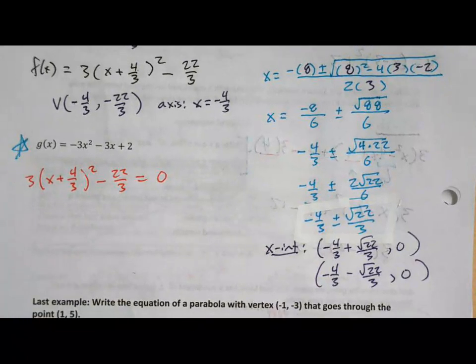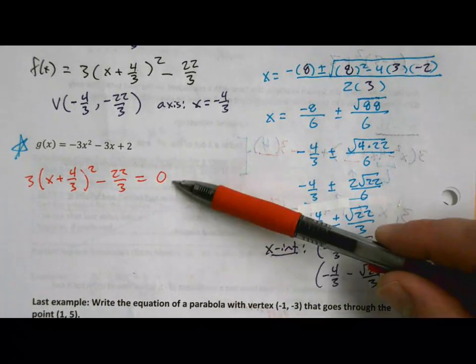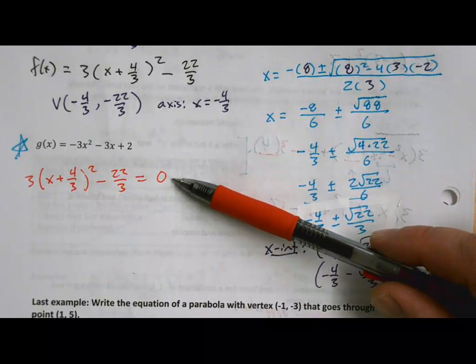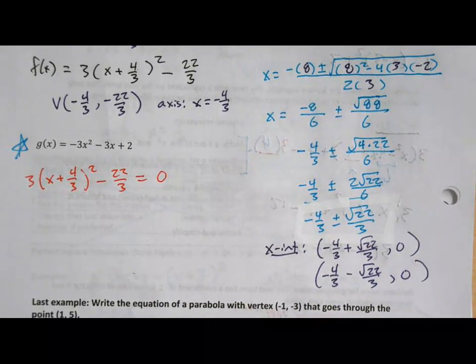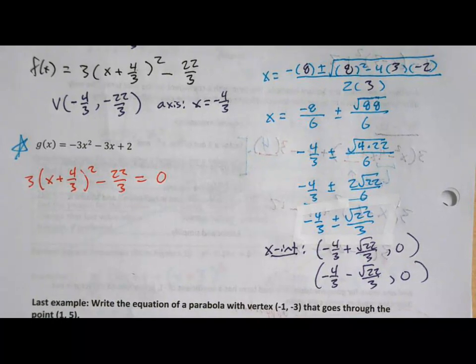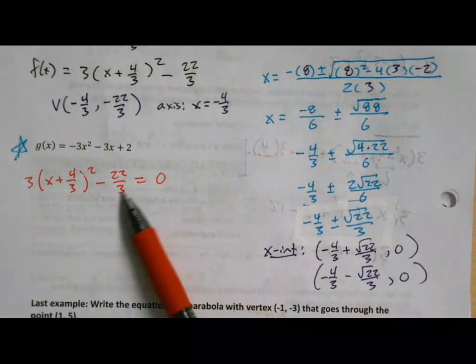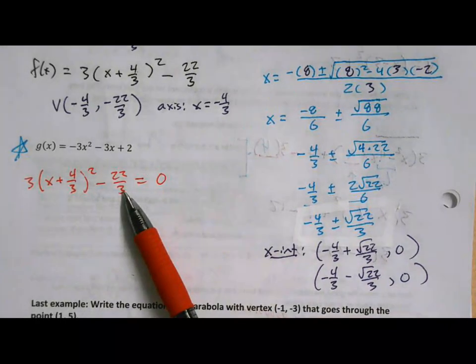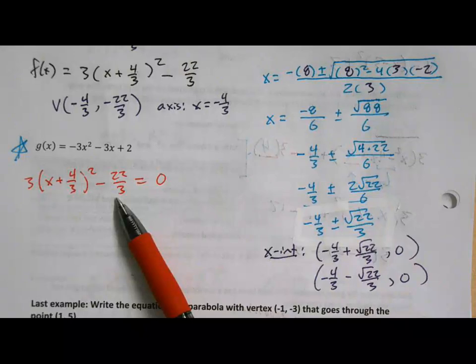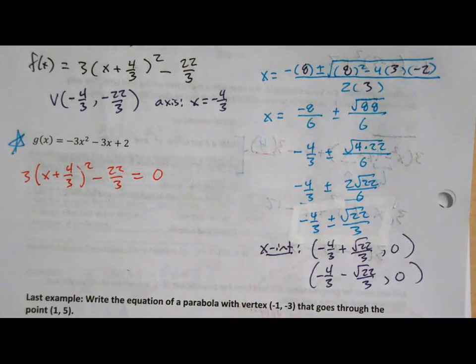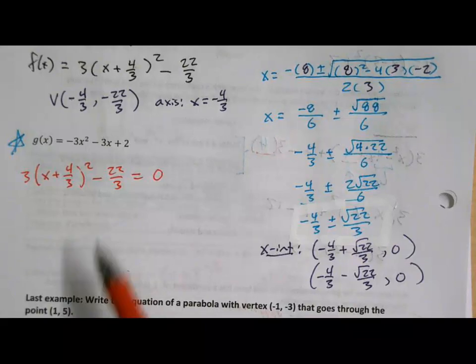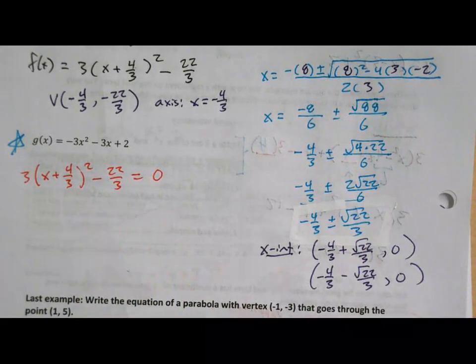Now I want you to predict, if I were to go through the steps to solve this, is that going to be more or less complicated than the work we did over here for the quadratic formula? What do you think? Gut instinct? Have you ever done anything like this before? All right, this is going to be awesome. Let me show you this. So we know how to solve equations like this, right? What would you do first to start getting x by itself here? Get rid of this. Add 22 over 3 on both sides.